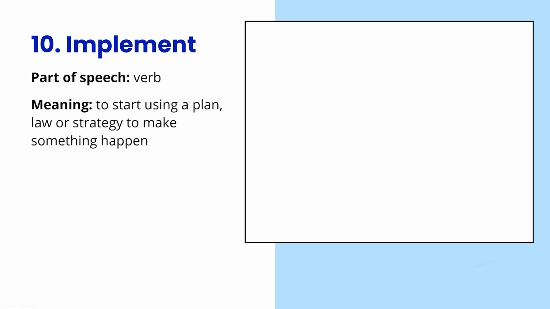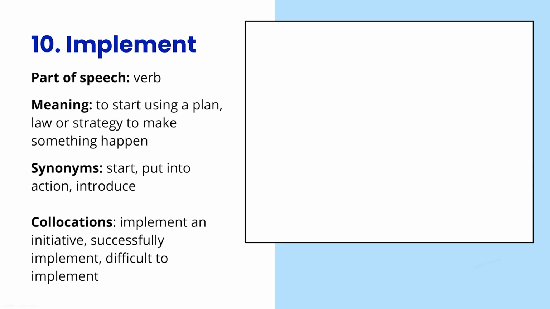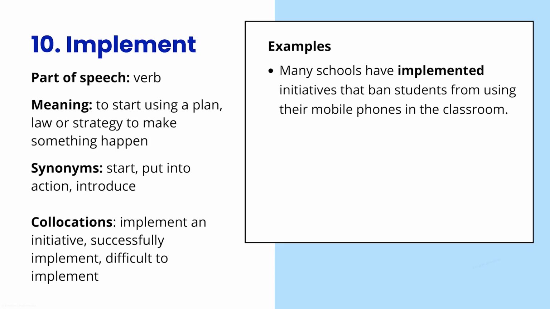Implement is a verb and it means to start using a plan, law, or strategy to make something happen. Here are some synonyms: start, put into action, and introduce. Here are some collocations: implement an initiative. So we've already talked about initiative. That just means to start using an initiative. Successfully implement. That means you start using a plan successfully. You have positive results. Difficult to implement. Now let's have a look at some examples.